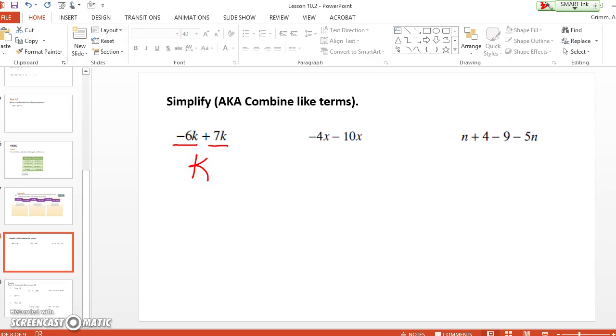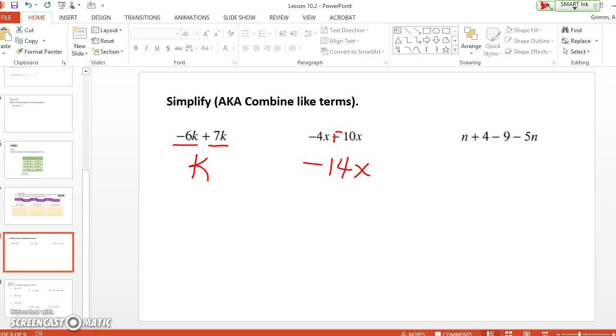All right, what do you think about the next one? Yeah, because this is negative 4. If I change my signs here, negative 4 plus a negative 10 would be a negative 14x. Okay? Now, the last one, you can't combine all 4 of those. Why can you not combine all 4 of those together? They don't all have variables with them. Okay, so I can put the numbers together and I can put the variables together.